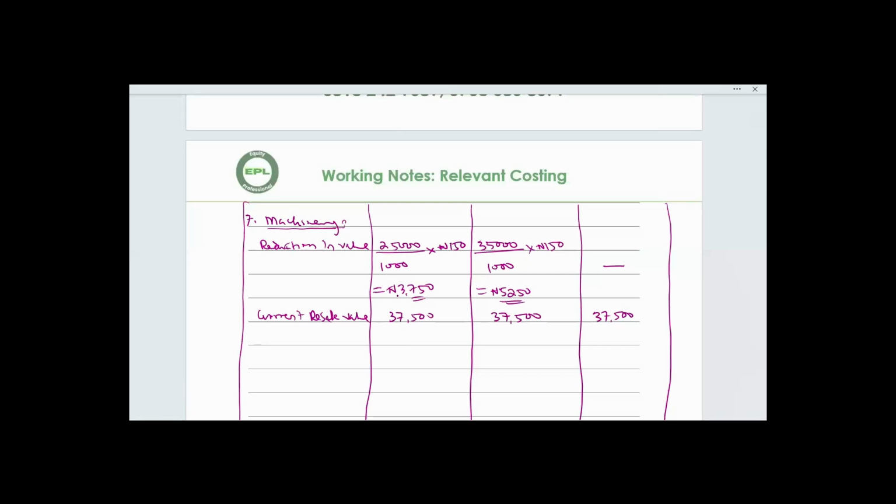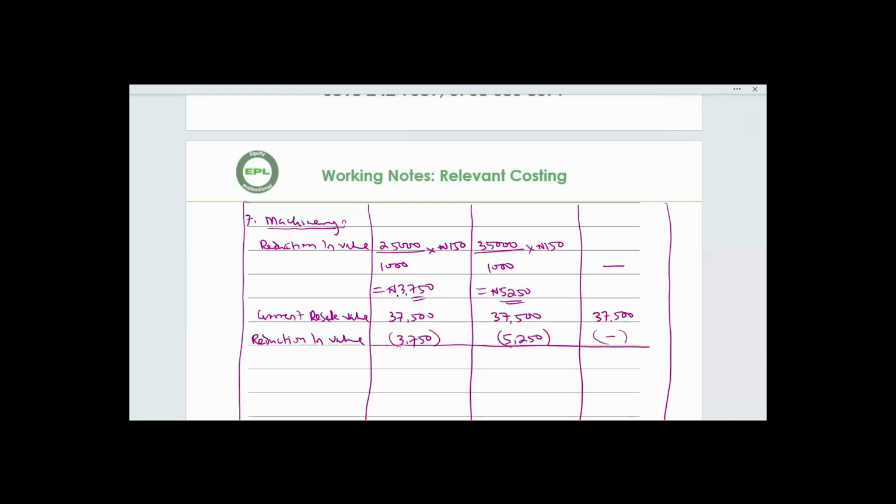Therefore, because I want to use the machine to produce 25,000 and 35,000, the value has reduced. So reduction in value, you need to less reduction in value of how much? Here is 3,750. Here is 5,250. Here is 0.